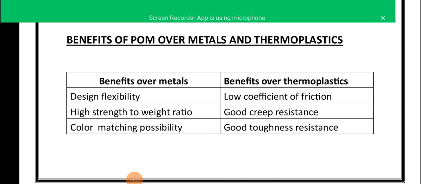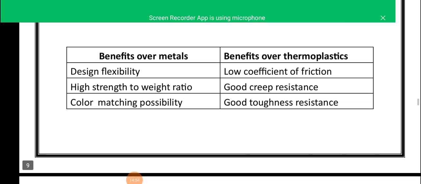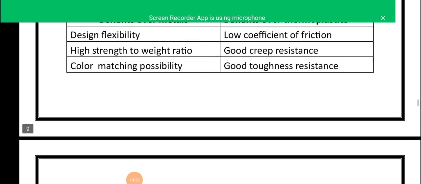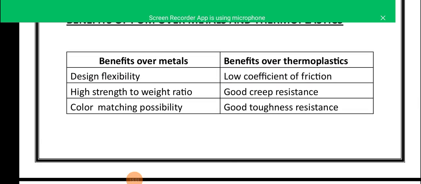Benefits of polyoxymethylene over metals and thermoplastics. Benefits over metals: design flexibility, while over thermoplastics it has a low coefficient of friction. Over metals, high strength to weight ratio, while over thermoplastics, good creep resistance. Over metals, it has color matching possibility, while over thermoplastics, it has good toughness resistance.